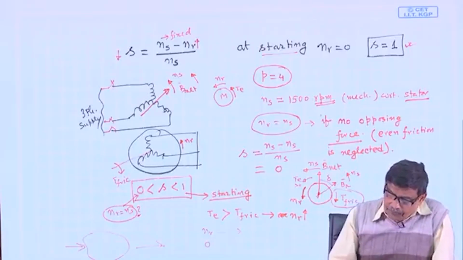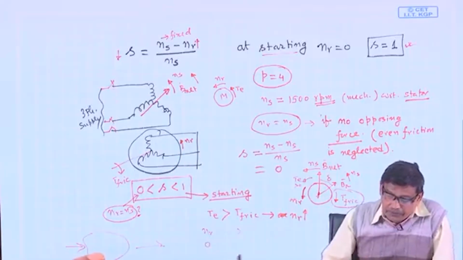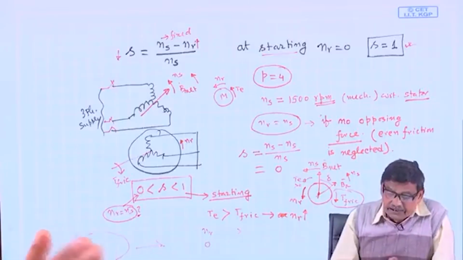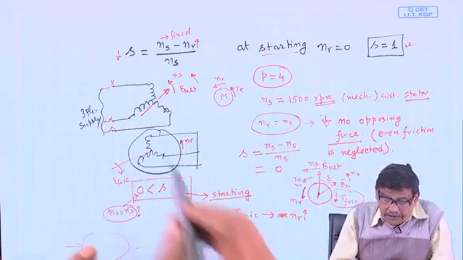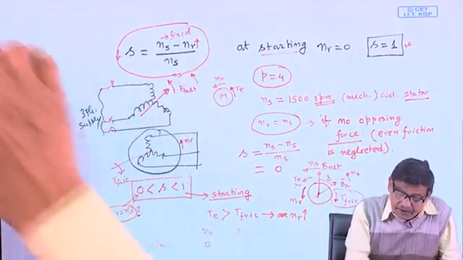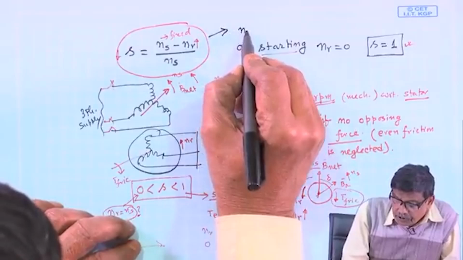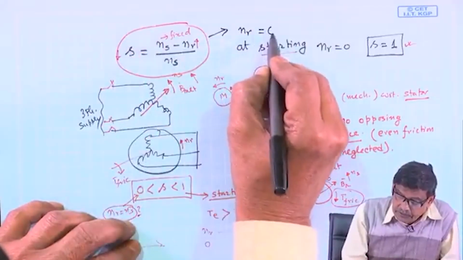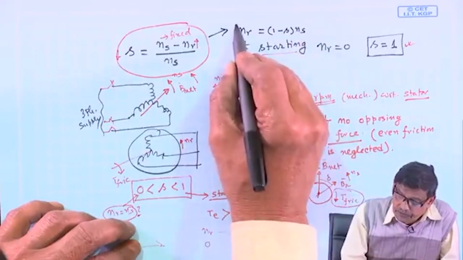Okay. Therefore, the speed I told you can be expressed in terms of slip. Either you tell slip or speed. You note down that this equation can be also written as, this is also a useful way of writing this equation, Nr is equal to (1 minus s) into Ns. This is very useful.